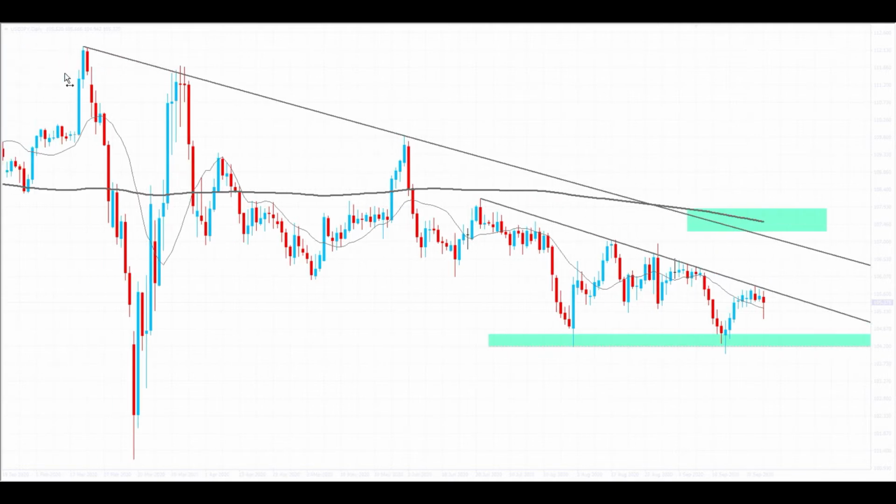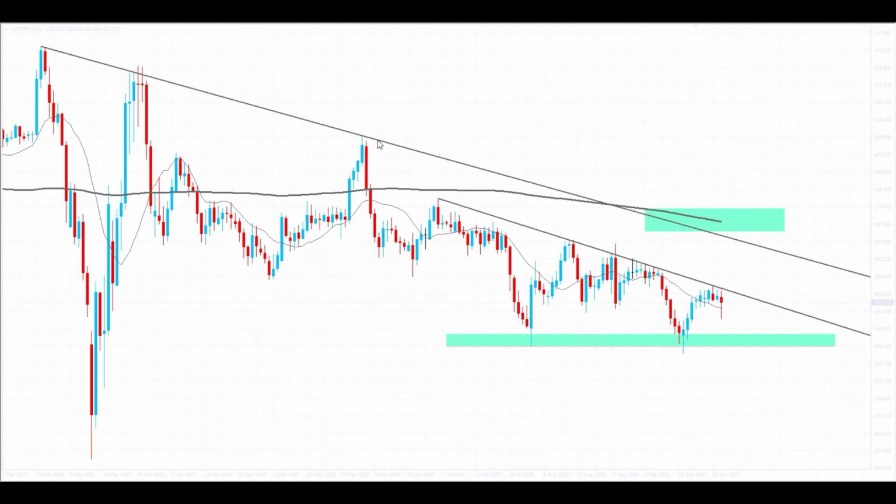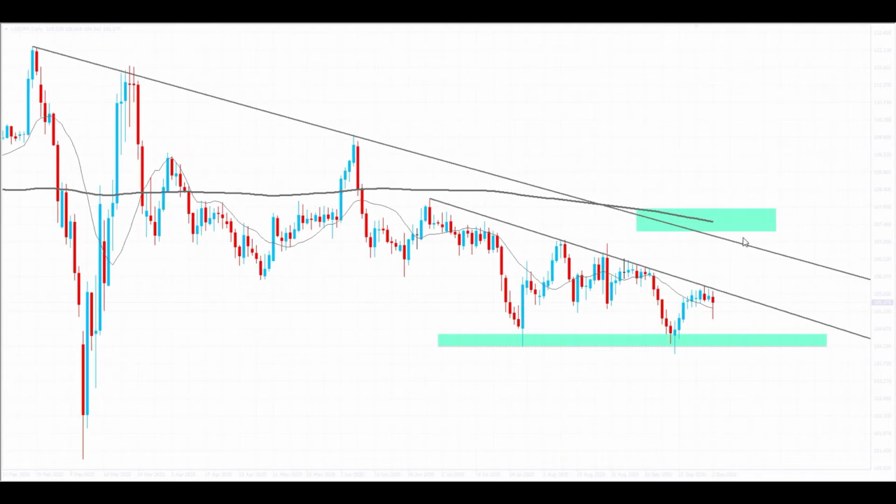As you can see, we got a test here, another test there, another test there, so 3 clear tests on that trend line. So you could be seeing a fourth if we go and break through that initial trend line that we got running through the market. But as you can see, prices are respecting it quite nicely, and we could be seeing a move to the downside to go and test that same support area again.